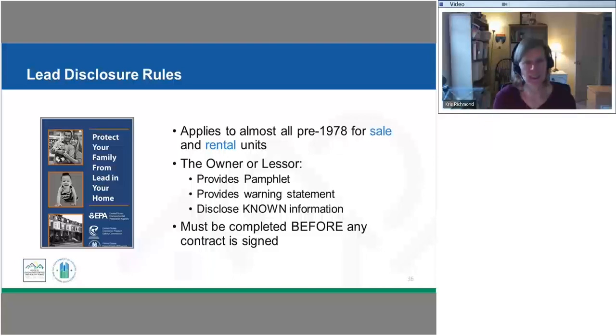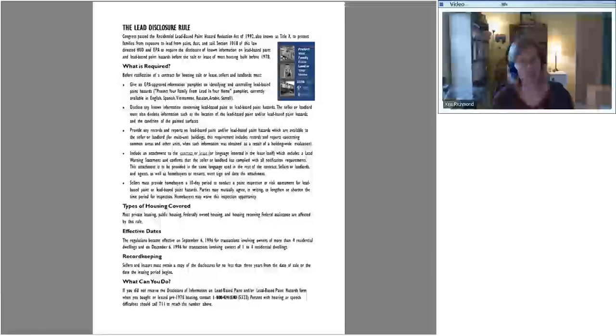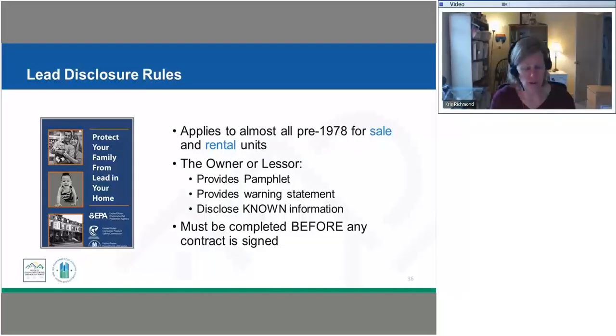So we have a handout on the disclosure rule. If you're new to working in the housing world or with lead and you're not familiar with this, it's really good background information. It gives you background about where the disclosure rule came from and what's required of it, so you can review that at your leisure. But the lead disclosure rule has been in place since 1996, so it's not new. The purpose was really to provide information about lead-based paint and lead-based paint hazards and sharing records and reports.